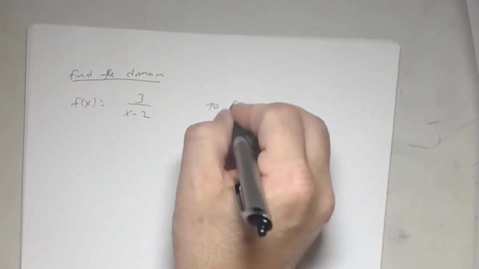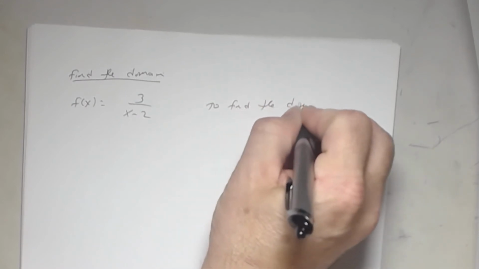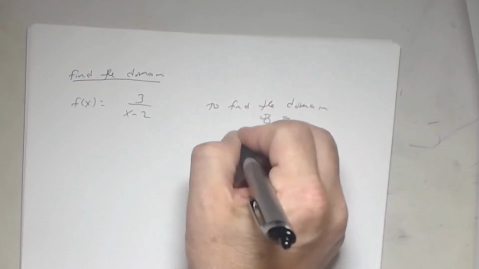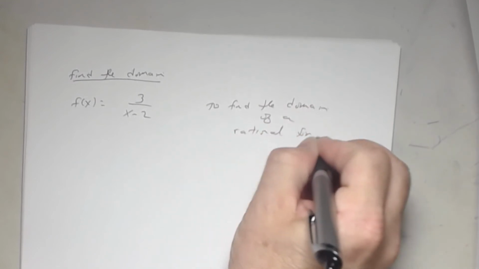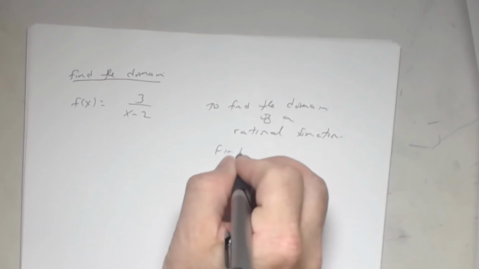Zero? No, I can use some negative numbers. 2. I cannot use 2 for x, because 3 divided by 0, you have 0 in the denominator, and you cannot divide by 0. So 3 divided by 0 is undefined. So when finding the domain of a rational function, you may want to look for the restrictions first. To find the domain of a rational function, find the restrictions.